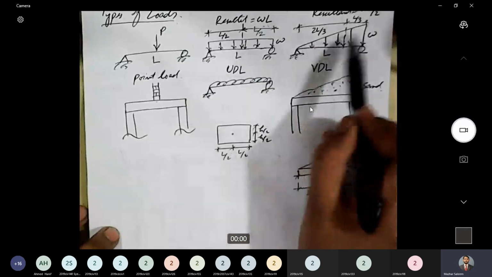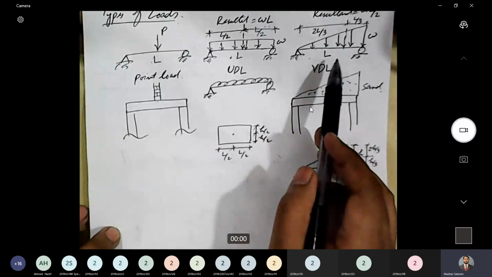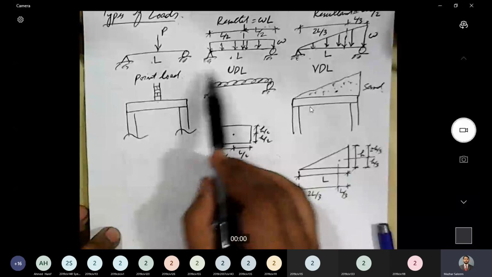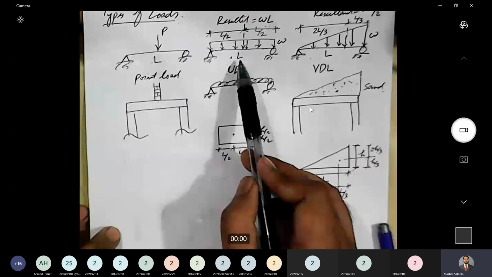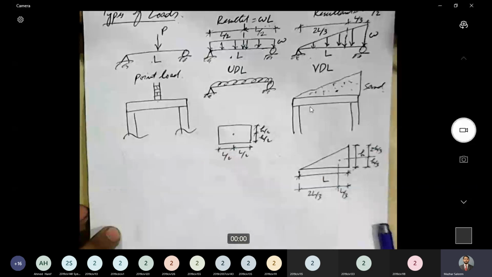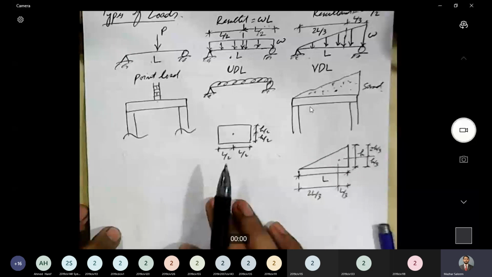Yes, such a case can happen, and we will probably solve such a case. This is a simplified version. The actual loading is most of the time a combination of all of these three. So we will analyze beams that will have maybe 2 point loads, 1 UDL and 1 VDL, or anything. We are not saying that at one time only one type of load will be present.